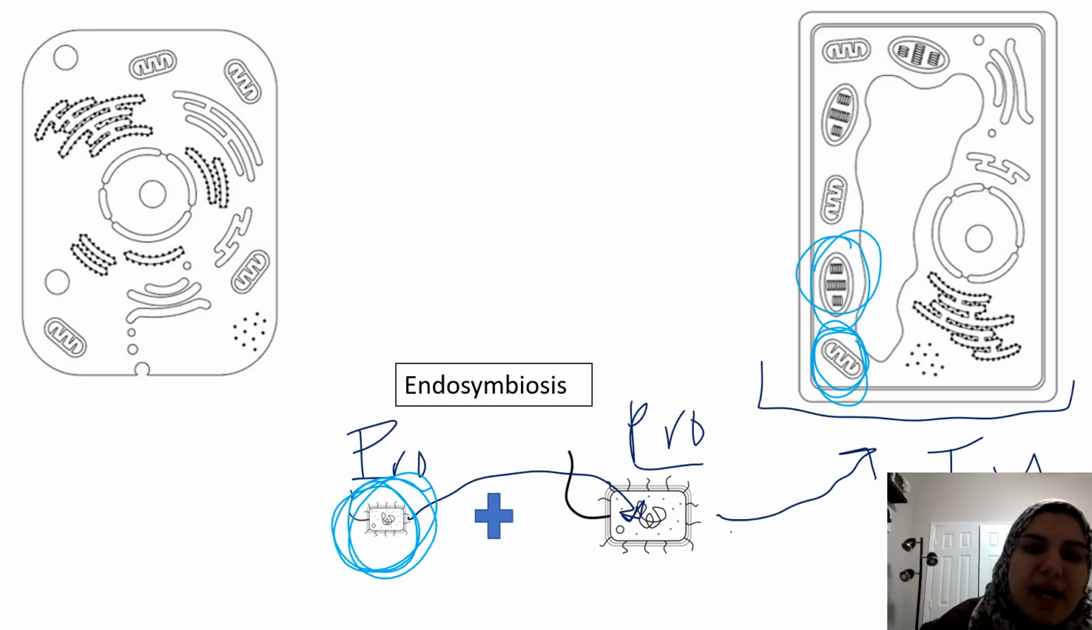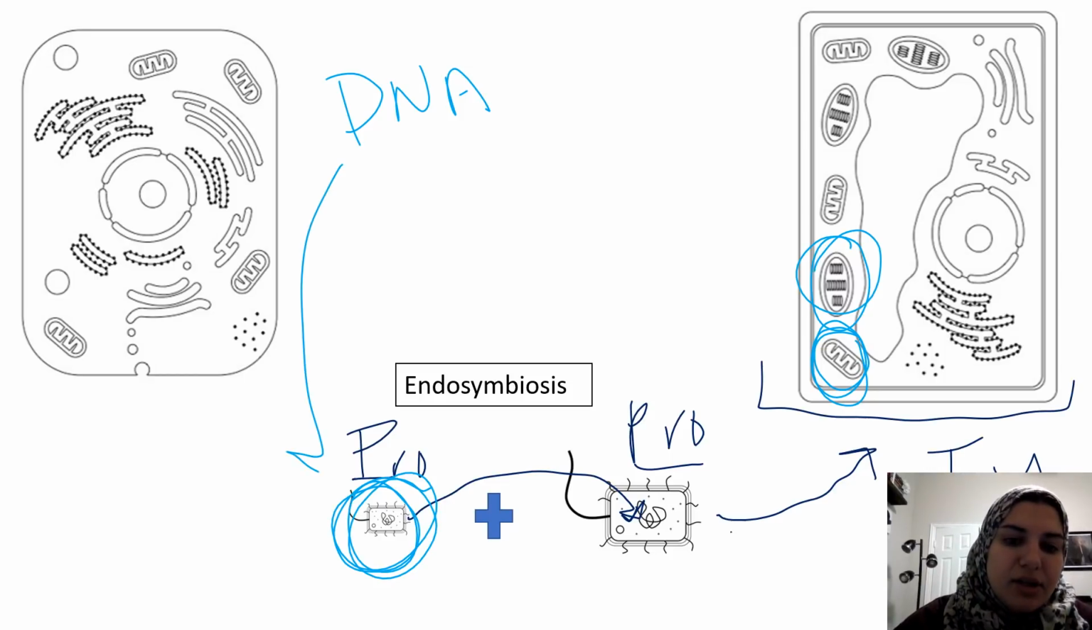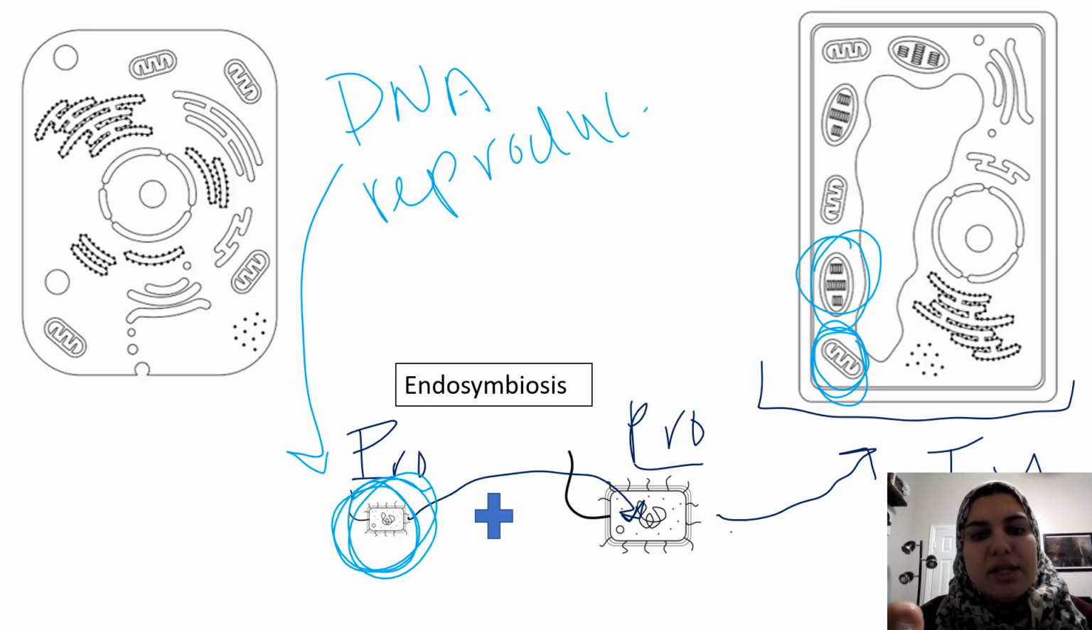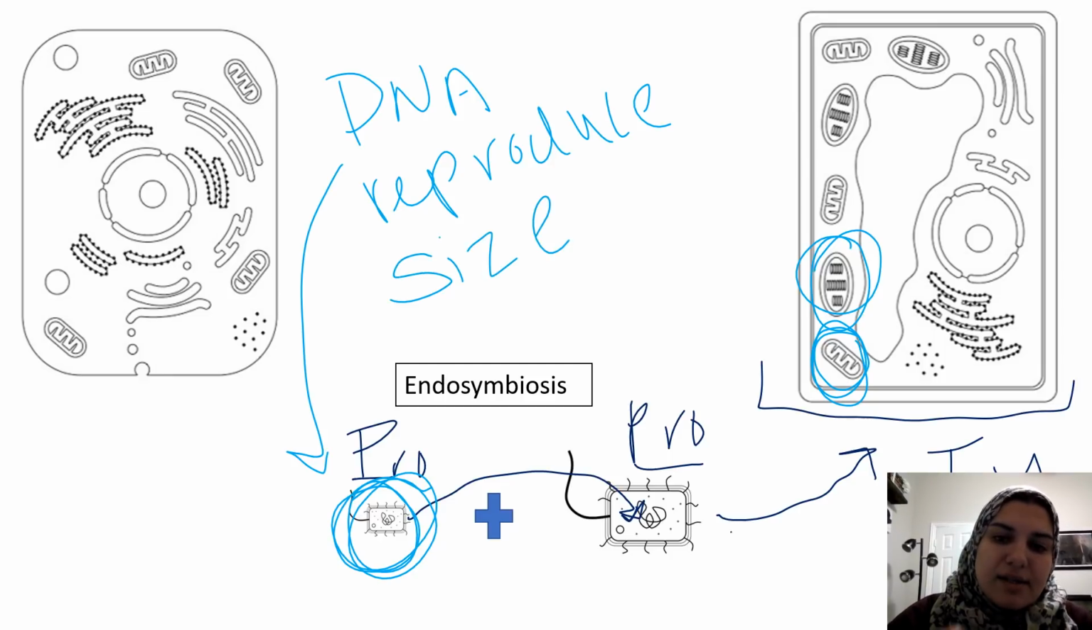Why? Because they have their own DNA. If I look inside of a chloroplast or mitochondria, it'll have DNA. Tiny little bacteria have their own DNA too. We say that chloroplast and mitochondria can reproduce on their own. So if I need more of them inside my cell, it will copy itself without the cell copying it. And then we also say that it's about the same size as bacteria are today. If I were to compare a tiny bacteria to the size of my mitochondria, it would be about the same.